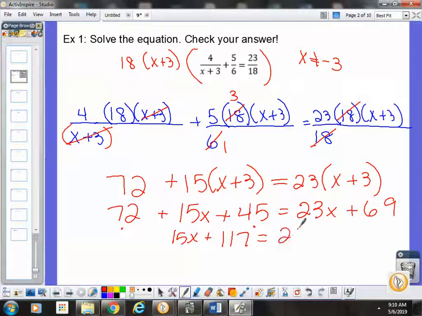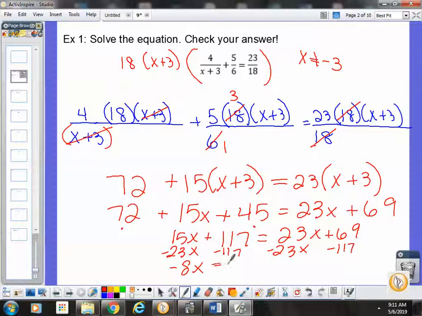Equals, no like terms over here. I'm going to subtract 23x. So 15x minus 23x, negative 8x. Subtract 117 from both sides. So 69 minus 117 is negative 48. We'll divide by negative 8. x equals 6.